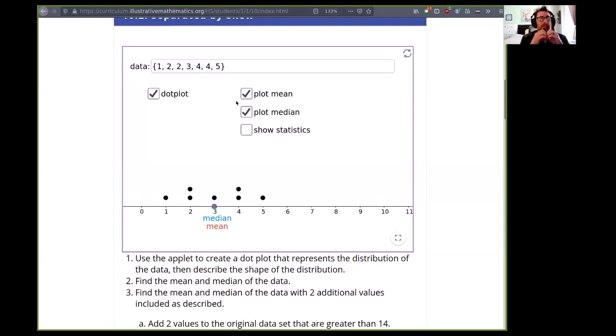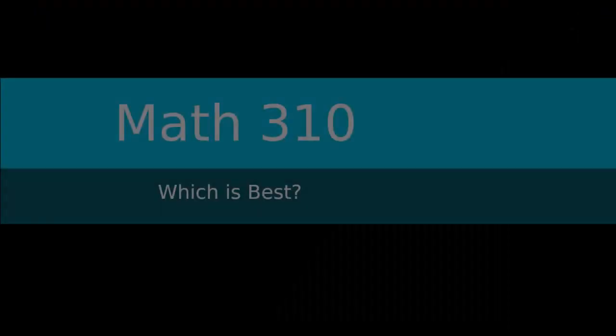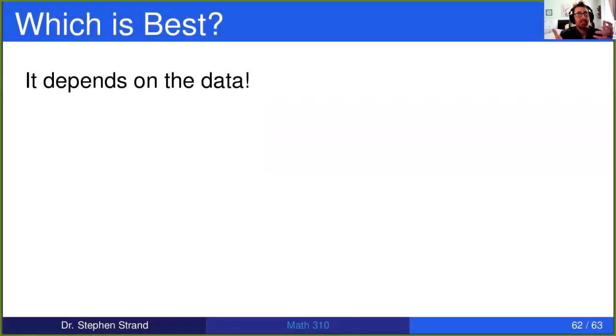All right, so what we'll do is in the last segment, we'll talk about which one of these is the best measure of center. All right, so in this final segment, I want to talk very briefly about which is the best measure of center. And of course, the answer is it depends on the data. There is no one measure of center that's the best. It depends on what you're looking at.